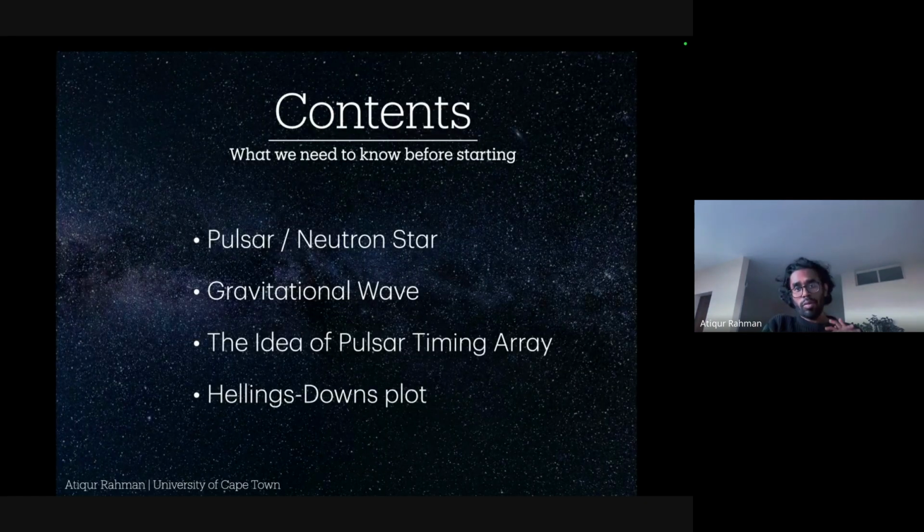Here are the things I want to go through. One is what are pulsars? Number two is what is the gravitational wave, or how do we know that they exist, at least theoretically, and what is this pulsar timing array, and finally what are Hellings and Downs curve.